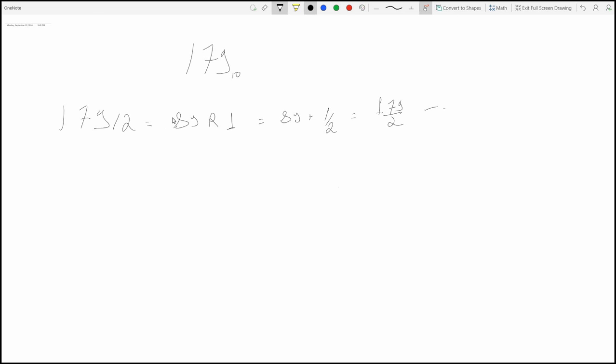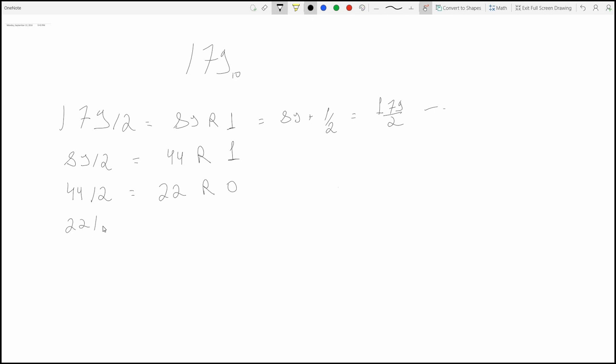We take the result 89 and we divide it by 2, and again the answer will be 44 with the remainder of 1. Now it's very important to write the remainder, okay? I will explain it at the end. We do the same process. We take 44, we divide it by 2, and we get 22 with a remainder of 0.